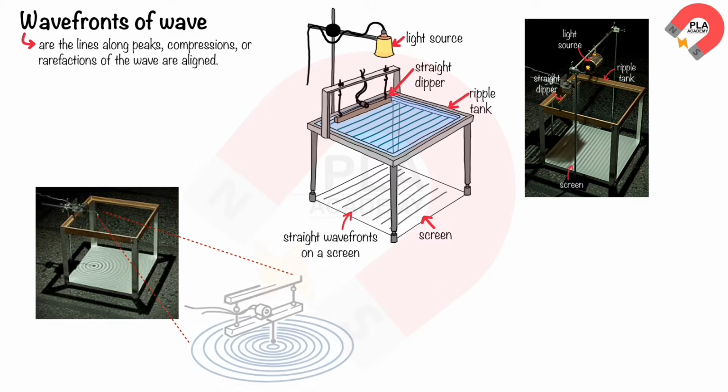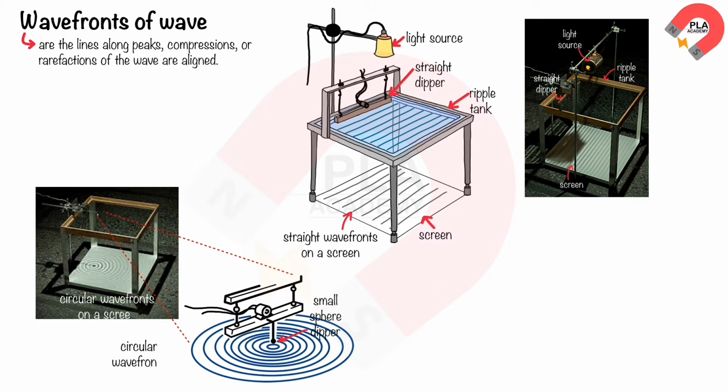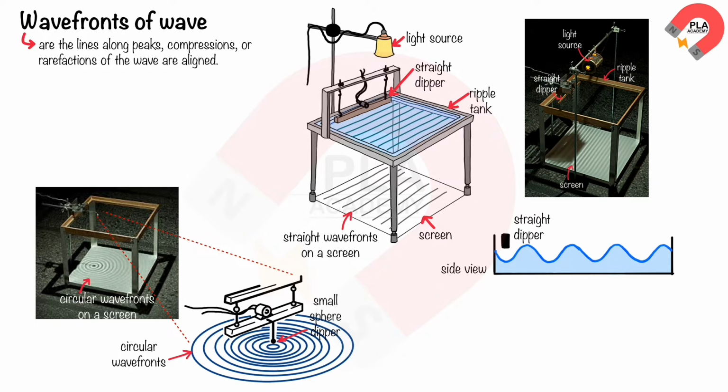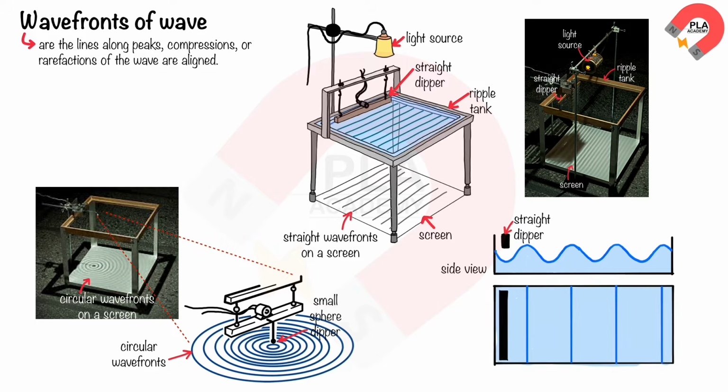When the dipper is dropped into the water, it creates a circular wavefront that expands outward, as shown. The side view of the water wave in the ripple tank. The top view of the water wave in the ripple tank.